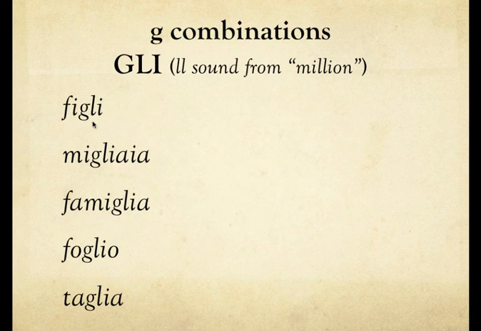Figli means children or offspring. Migliaia is thousands. Famiglia is family. Foglio is a leaf of paper or a page. Taglia is a size.